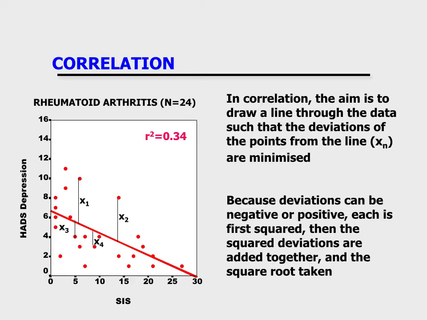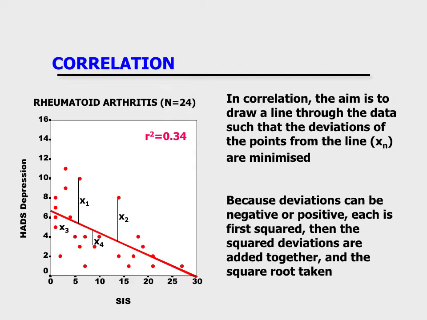However, the red line drawn through the data is called the line of best fit, and basically it is the mean of all of these data points. You see there's data point x1, x2, x3, x4. Notice x1 and x2 are quite far from the red line, or the mean, whereas x3 and x4 are quite tight to the red line. Because deviations can be either negative or positive, each one of these deviations is squared, and then the squared deviations are added together, and the square root is then taken, and that's how we determine the actual correlation.